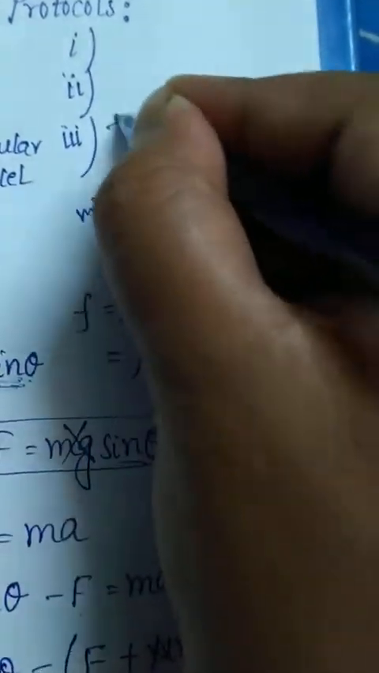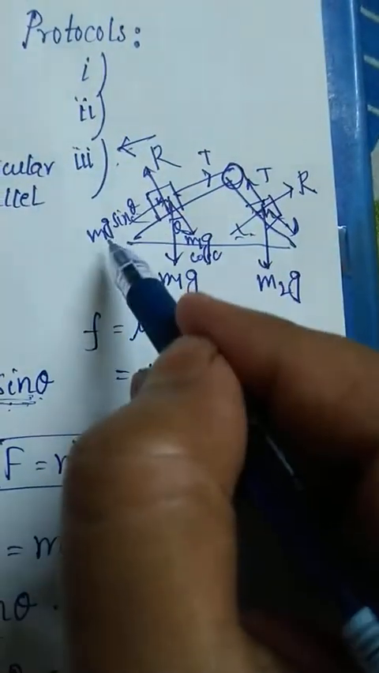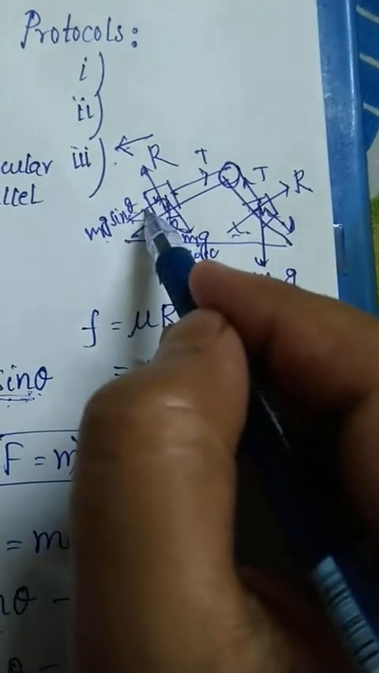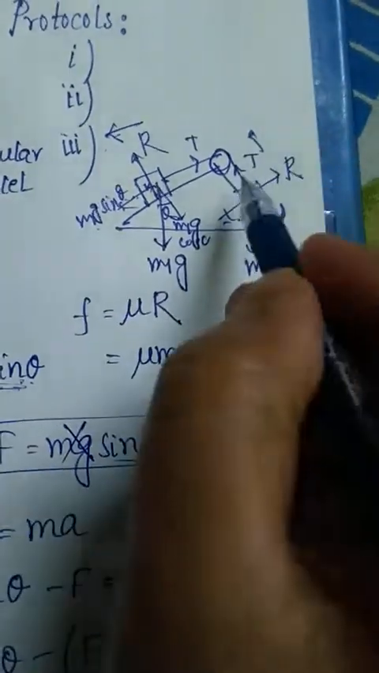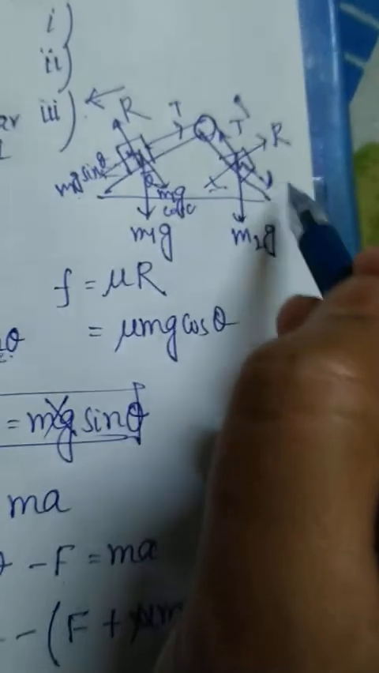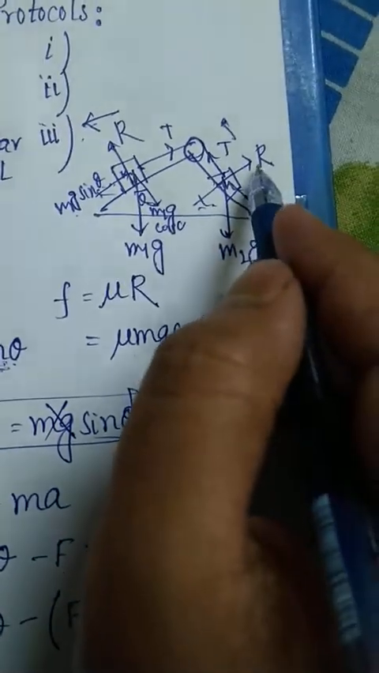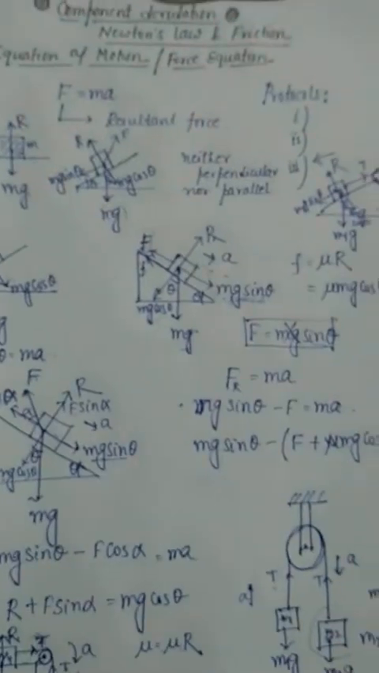If it gets acceleration along this direction, then m1g sin theta minus T equal to m1a, and for this, T minus m2g sin theta equal to m2a. This type of equation you have to write. Now follow the book, that will be very easy.